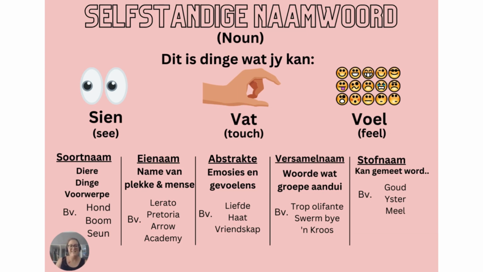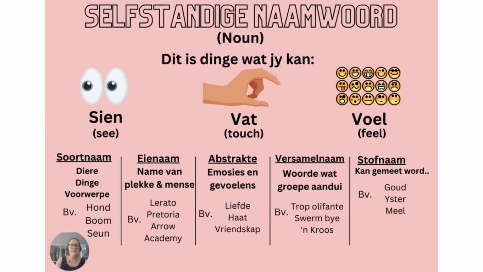So you get different selfstandige naamwoorde. So eerst is die soortnaam, dis jou diere, dinge, voorwerpe. So that's like your hond, boom, seun. So soortnaam, things, like a dog, a tree, a boy, simple things like that. Dan het ons eie naam. Eie naam is name van plekke en mense. So it's names. Leratu, Pretoria, Arrow Academy, Kaapstad. So that's eie name.